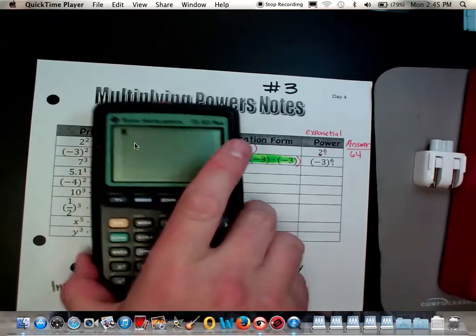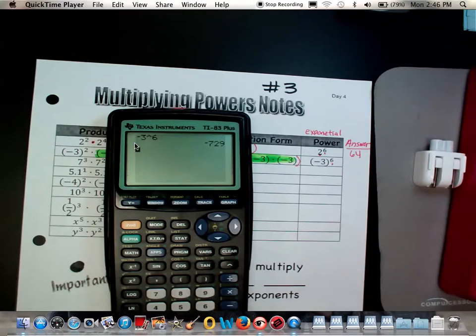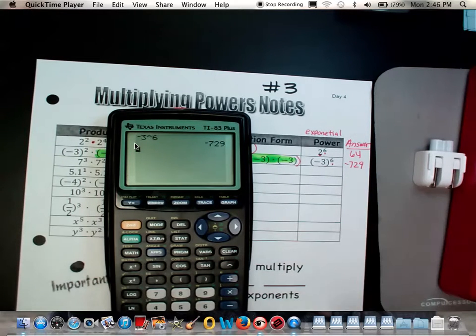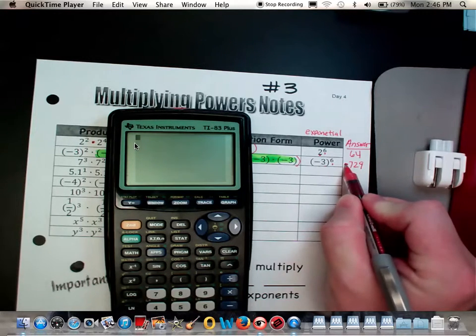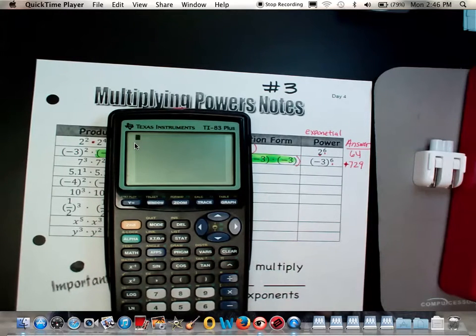I can put that in my calculator now. Negative 3 to the 6th power. I get negative 729 for my answer. And we can always check it out here. I'm sorry, I should get 729 for my answer. So that should be positive 729. So to check it out, I forgot to put my parentheses. Negative 3 raised to the second power times negative 3 raised to the sixth power.